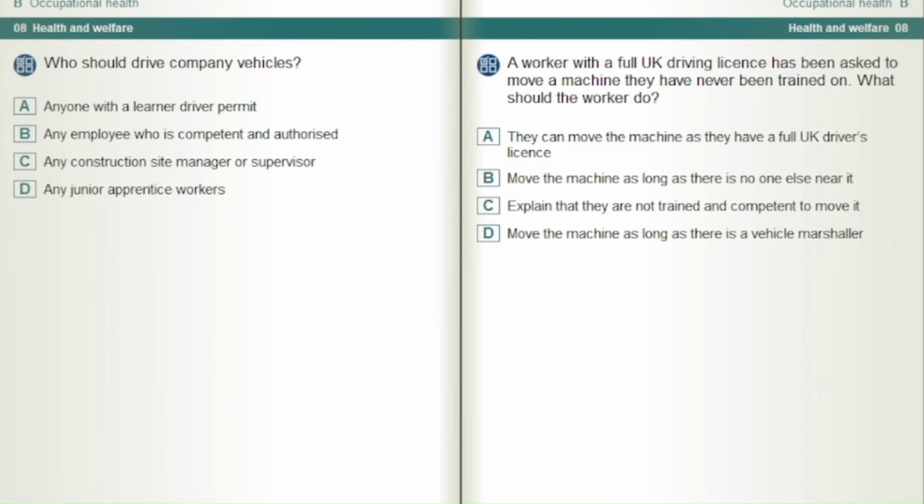Who should drive company vehicles? Anyone with a learner driver permit. Any employee who is competent and authorised. Any construction site manager or supervisor. Any junior apprentice workers.